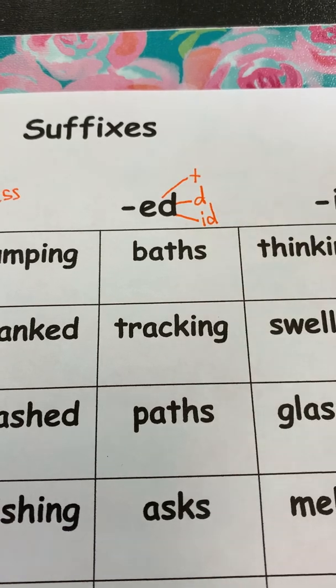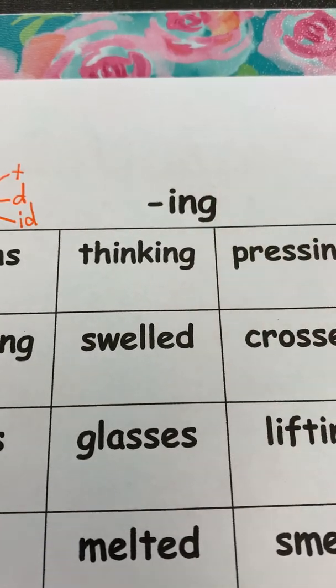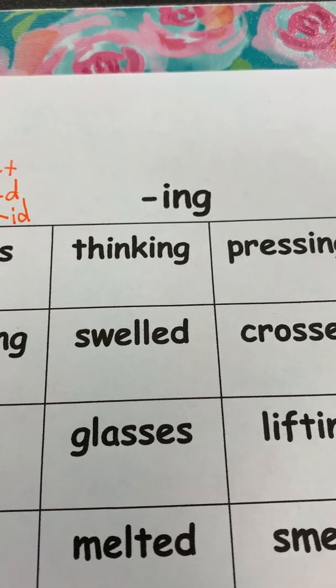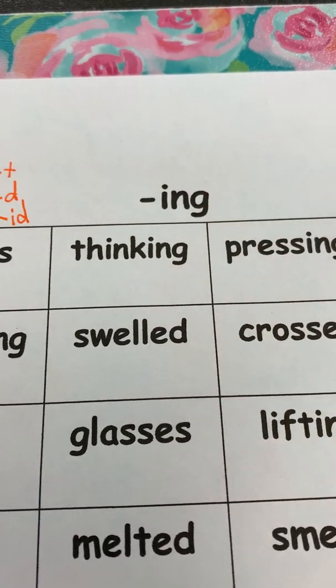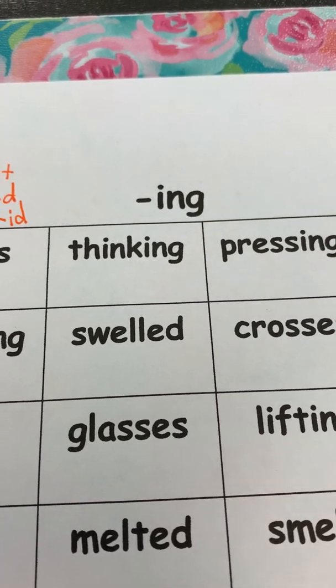Sometimes it says id. And then we also talked about this suffix, ing. Ing says ing, and when you put ing at the end of a word, it means that it's happening right now. You're doing that thing right now in the present.